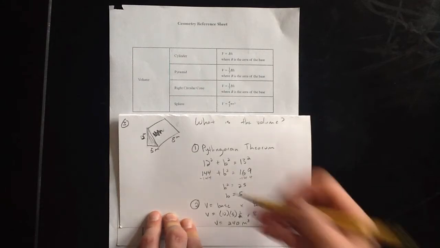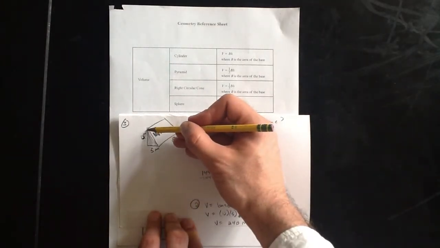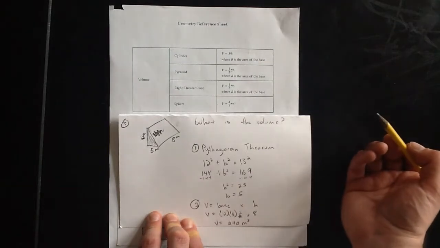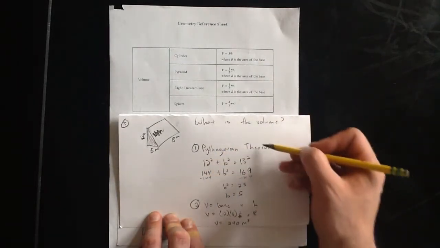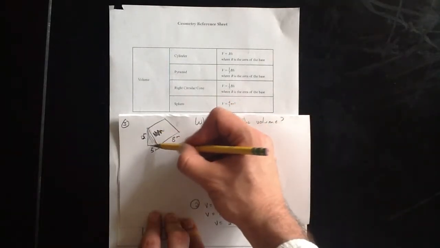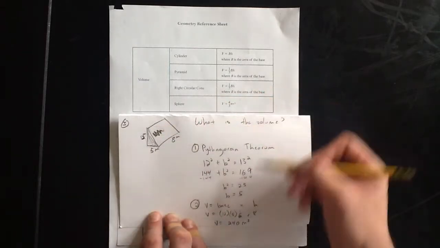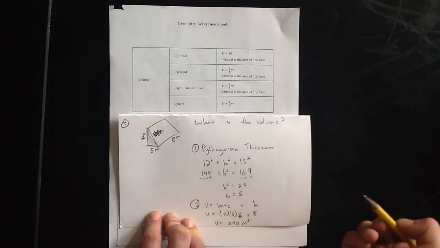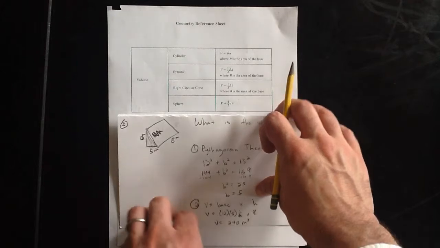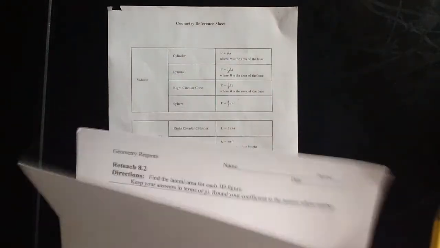So again, there's going to be some times where you're given a couple pieces of information. You're going to need to use the Pythagorean theorem to figure out a missing piece, and that missing piece will help you solve your formula. All right. First example, we're going to do 2 more.